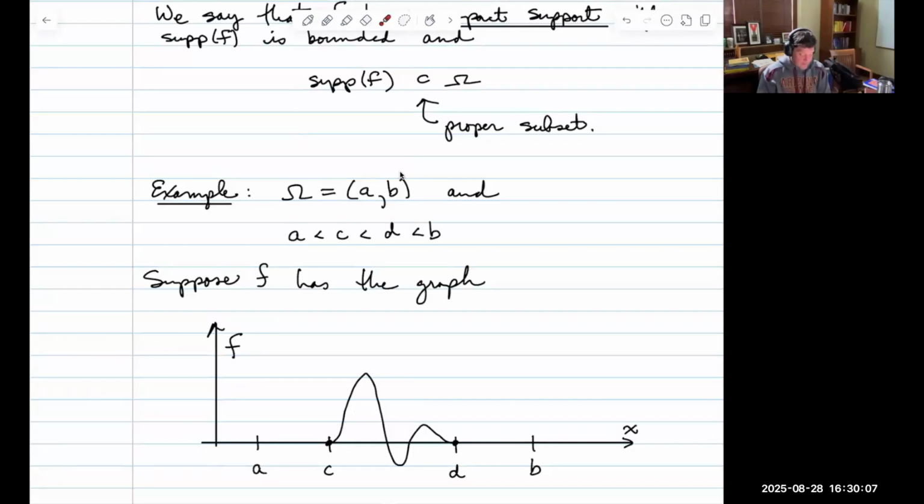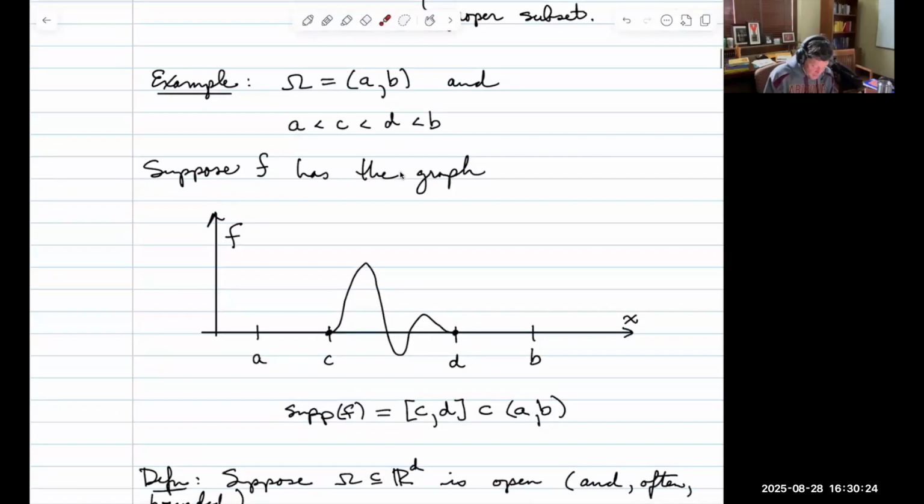All right, here's a good example of the support of a function. Suppose that omega is some open interval, (a, b), which is non-trivial. I say non-trivial because I want a to be strictly less than b for this to make sense. Suppose that f has the following graph. It's going to be 0, and then it does something which is non-zero, and then it's 0 again. Okay? So this is usually how we're going to use the support of a function.